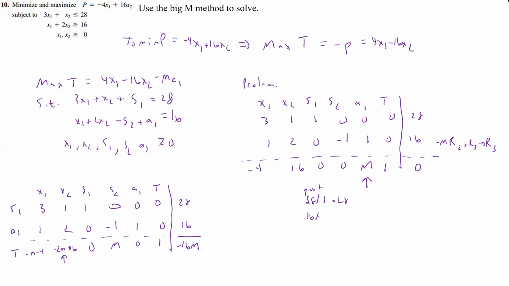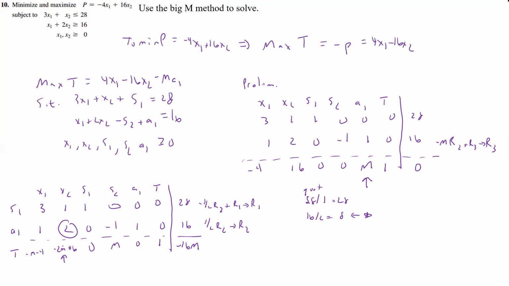We have 16 divided by 2, which is 8. So that's our smallest, and so that is going to be our pivot element. So 1/2 row 2 is going to be our new row 2. If we take minus 1/2 row 2 plus row 1, that's going to be our new row 1. And now we need to get this to be here.